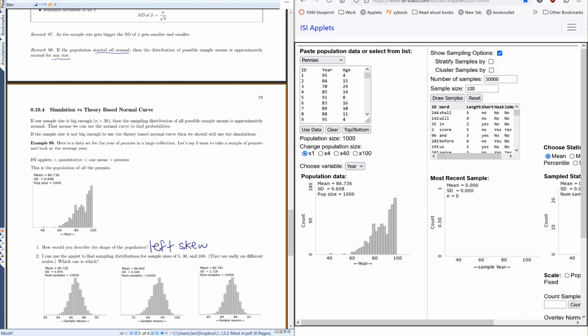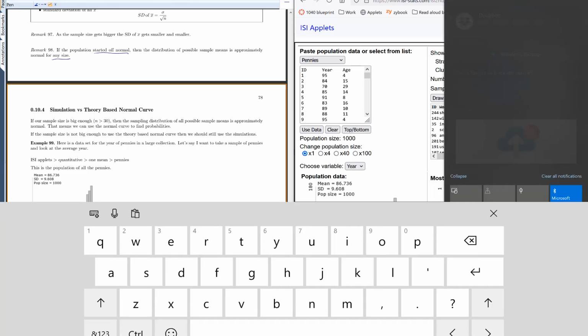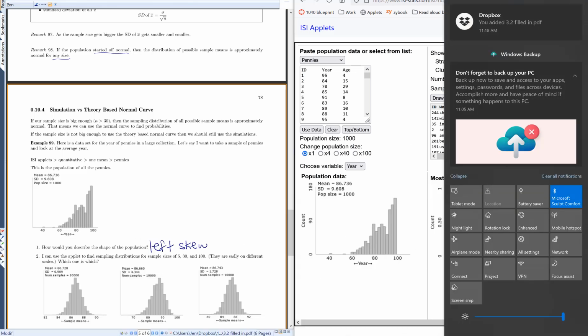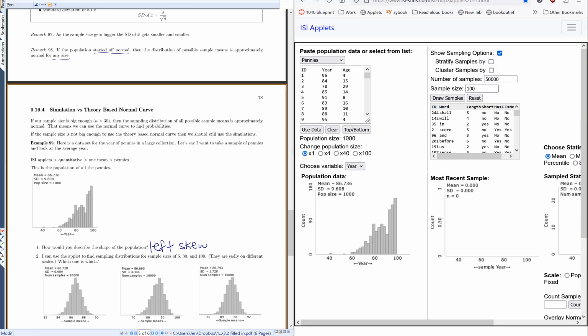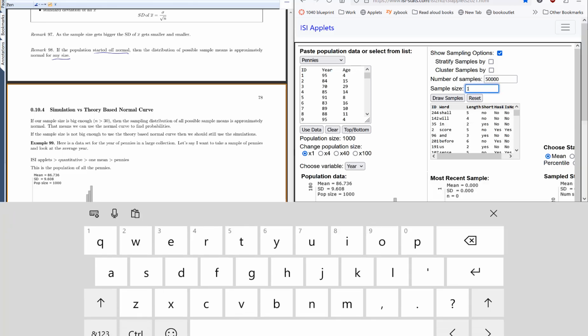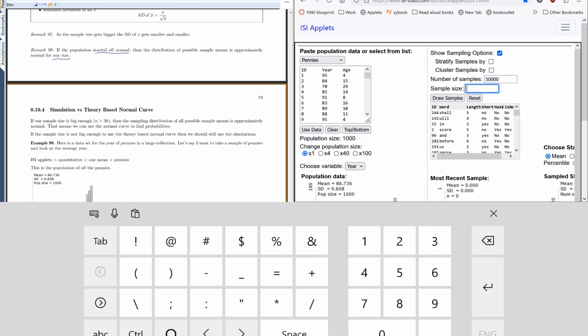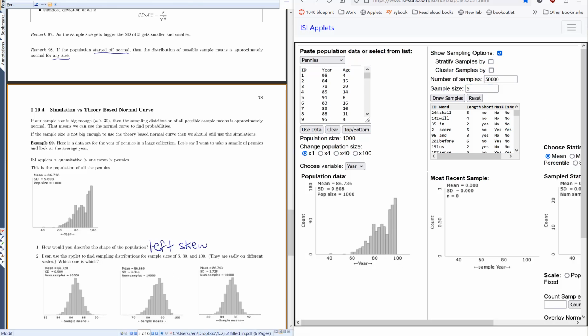So we want to use the applet to find the sampling distributions for sample sizes of 5, 30, and 100. But they're from different scales, so which one's which? Well, let me show you how you put it in first. So let's say we want 50,000 or 10,000, whatever you want for your number. And then you can put in your sample size. So let's say I want a sample size of 5. We can draw our samples.